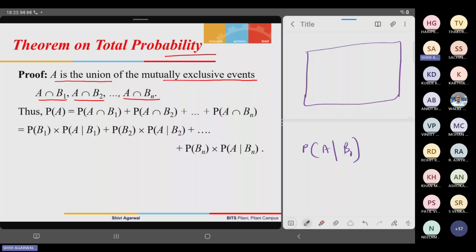So that just means A is given as the union of these events. The probability of A is given as the summation of these intersections, which I already mentioned here. A intersection B is given as the probability of B1 multiplied by the probability of A given B1, plus the probability of B2 multiplied by the probability of A given B2, and so on, plus the probability of Bn multiplied by the probability of A given Bn.